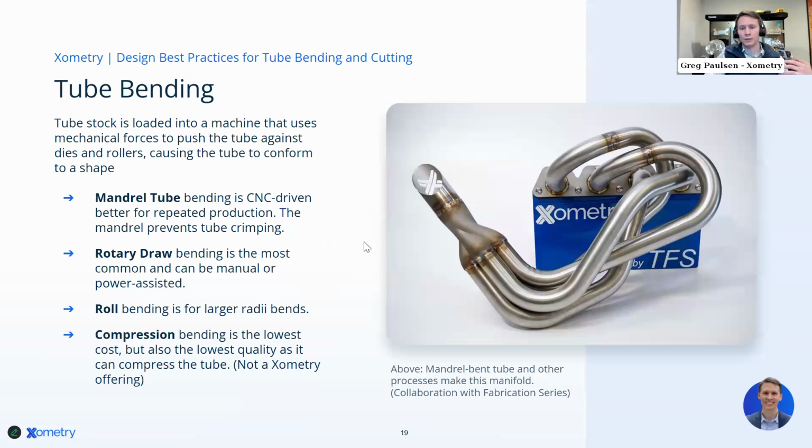Tube bending itself, though, so we're moving into tube bending, is a similar world, same stock, different rules here because we are forming this shape. When Xometry talks about tube bending, we're talking mostly about mandrel tube and rotary draw bending. So we'll go into details on how that works in a second, but the most important thing about this is we're able to take a tube design with multiple bends and multiple angles and make it.